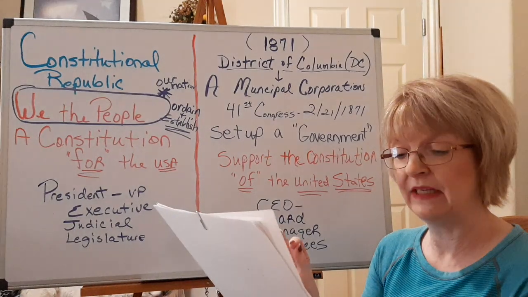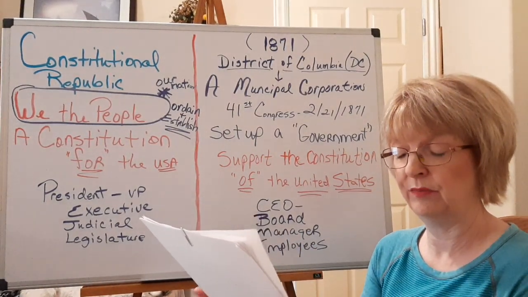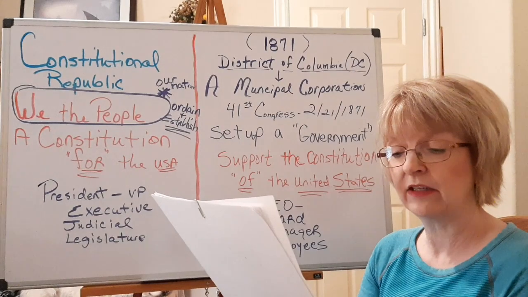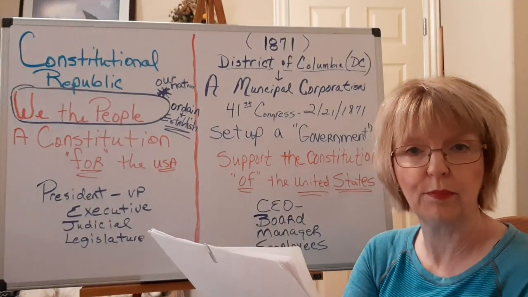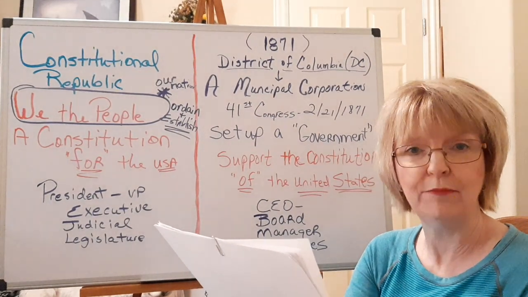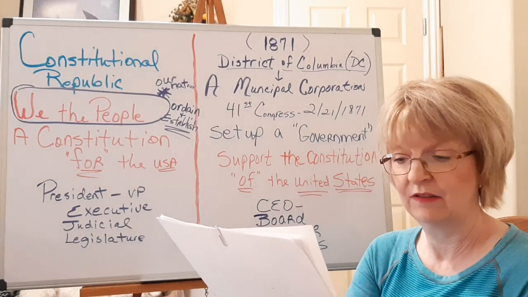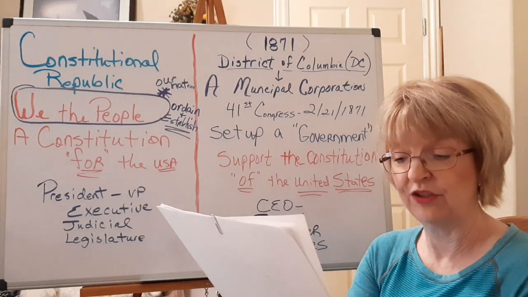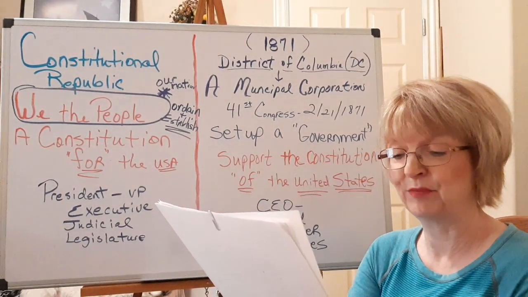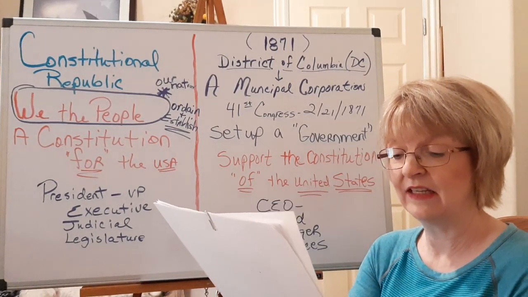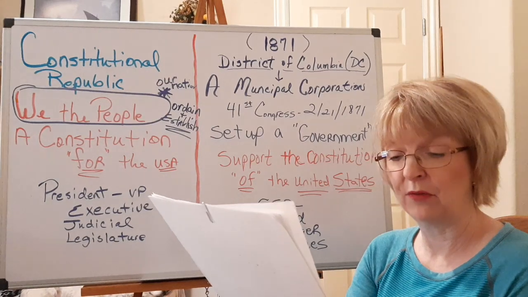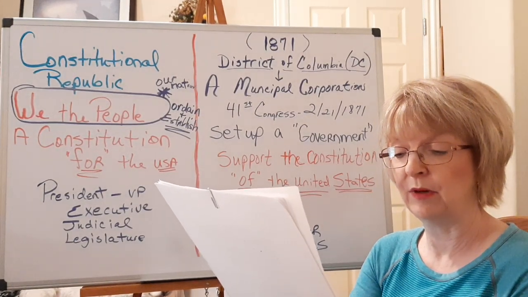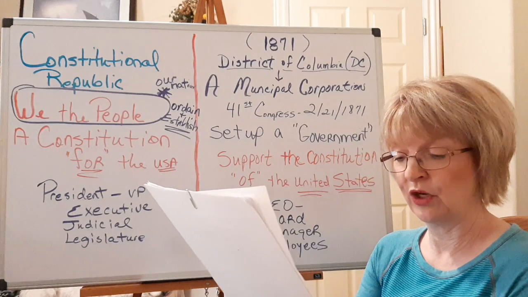And may contract and be contracted with, sue and be sued, plead and be impleaded, have a seal, and exercise all other powers of a municipal corporation. A municipal corporation, not inconsistent with the Constitution and laws of the United States and the provisions of the Act. And then it continues on that the executive power and authority in and over said District of Columbia shall be invested in a governor, who shall be appointed by the president. And it goes on and on.